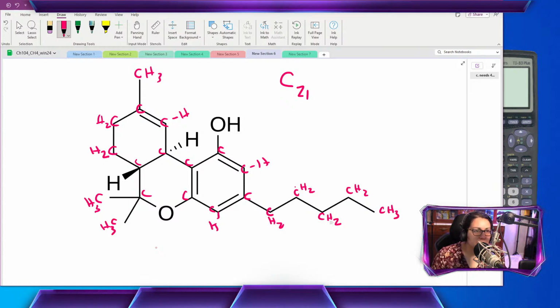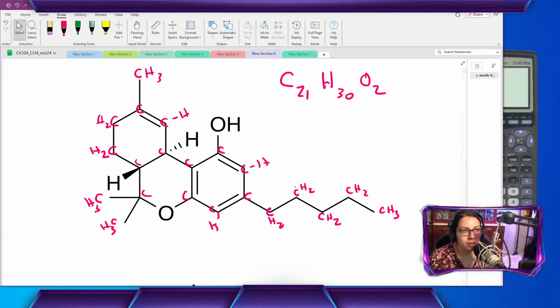1, 2, 3, up to 14, 15, 16, up to 24. 24 plus 6 gives us 30. I think I finally counted right. So H30. And now the last one. The heteroatoms are easier, so oxygen: O2 there. Again, count, double count. It's easy to lose count.